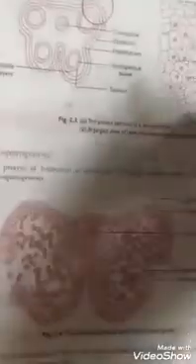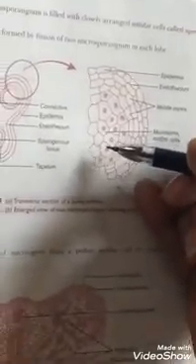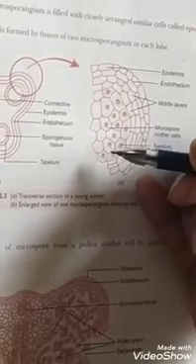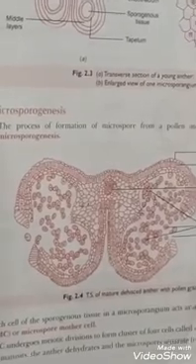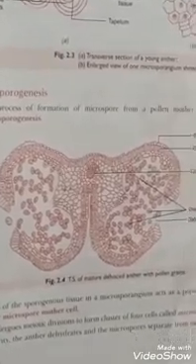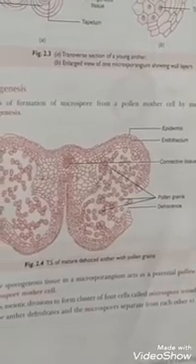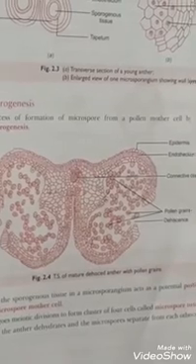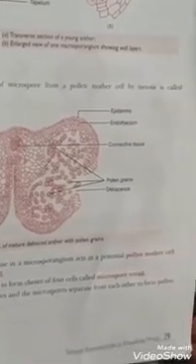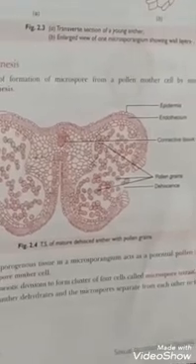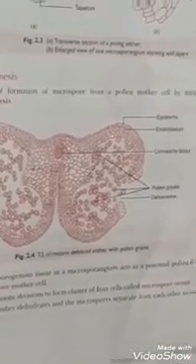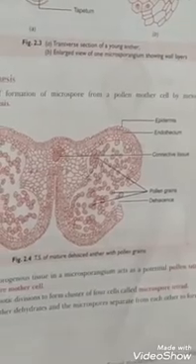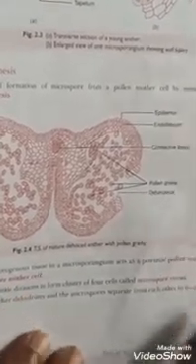Each cell of sporogenous tissue acts as a potential pollen mother cell or microspore mother cell. This pollen mother cell or microspore mother cell undergoes meiotic division to form a cluster of 4 cells called microspore tetrad.